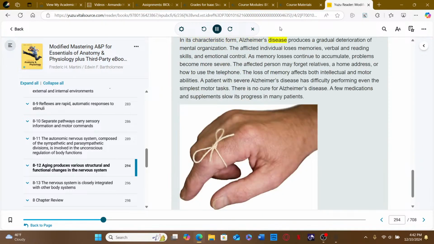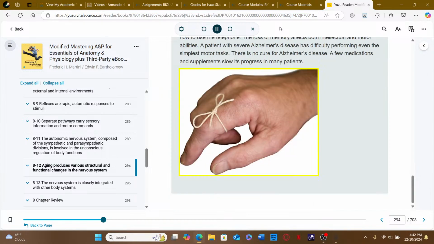In its characteristic form, Alzheimer's disease produces a gradual deterioration of mental organization. The afflicted individual loses memories, verbal and reading skills, and emotional control. As memory losses continue to accumulate, problems become more severe. The affected person may forget relatives, a home address, or how to use the telephone. The loss of memory affects both intellectual and motor abilities. A patient with severe Alzheimer's disease has difficulty performing even the simplest motor tasks. There is no cure for Alzheimer's disease. A few medications and supplements slow its progress in many patients.